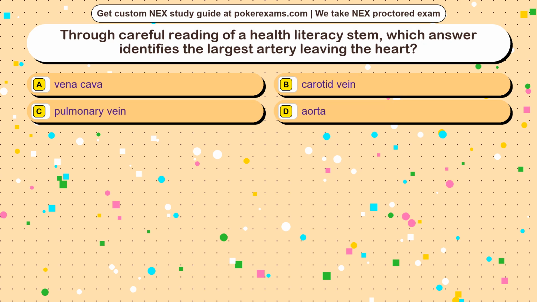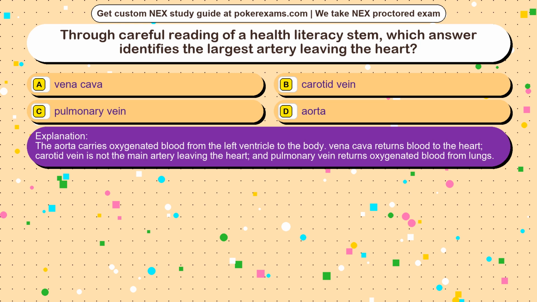The correct answer is option. The aorta carries oxygenated blood from the left ventricle to the body. Vena cava returns blood to the heart, carotid vein is not the main artery leaving the heart, and pulmonary vein returns oxygenated blood from the lungs.